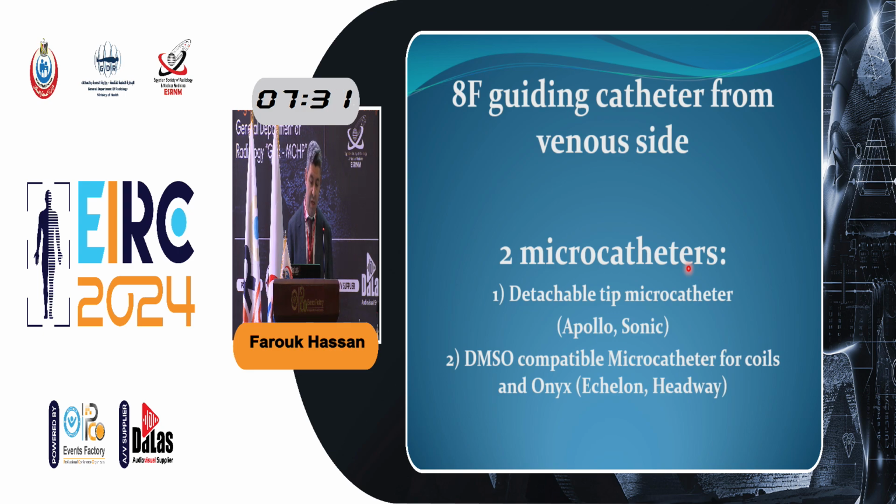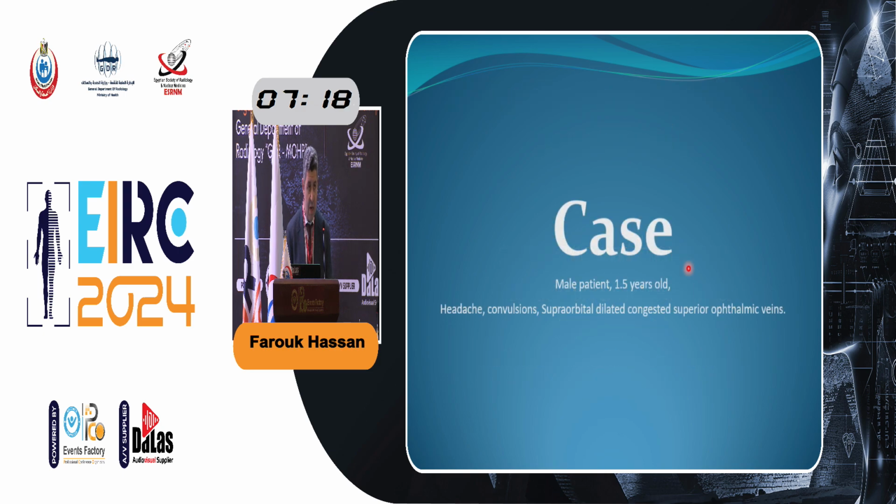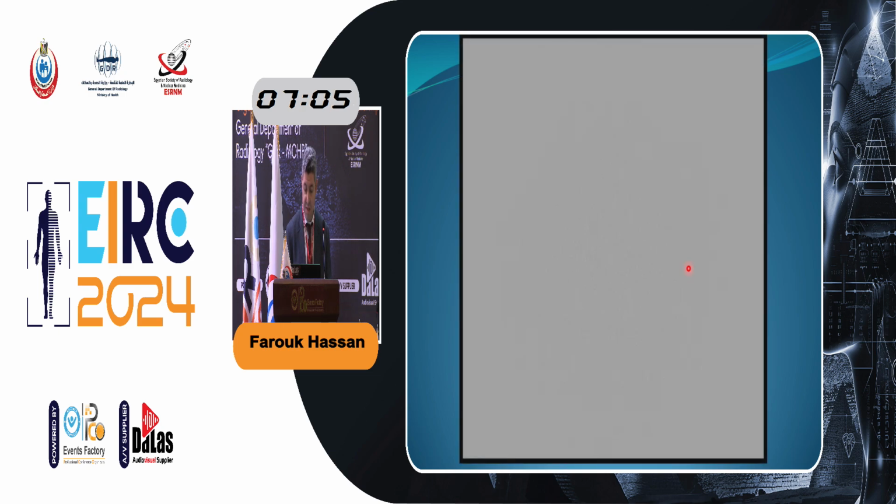How do we do this technically? We go by an 8 French guiding catheter through the venous side, and then usually we use 2 microcatheters and sometimes even 3 microcatheters through the 8 French guiding catheter. Like in this case, for example, here we had a child, a male patient, 1.5 years, who presented with a dural fistula causing headache and intractable convulsions. And this is the angiogram of the patient. He had a dural fistula.